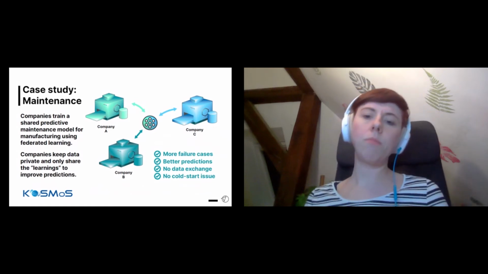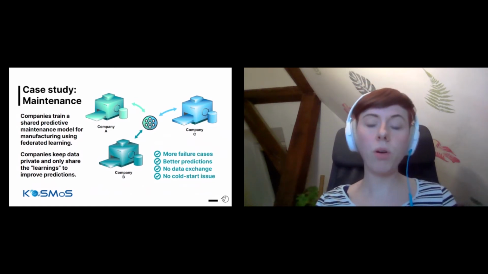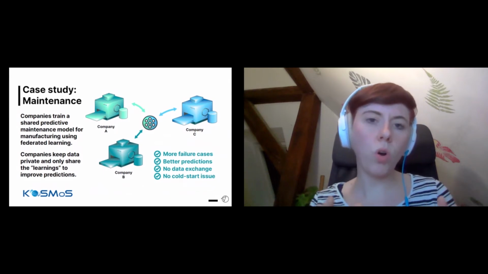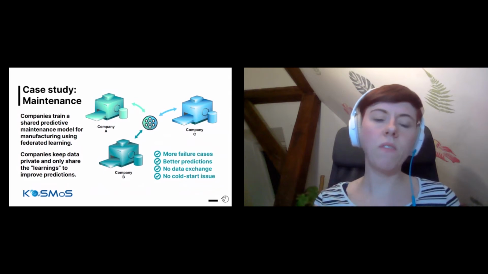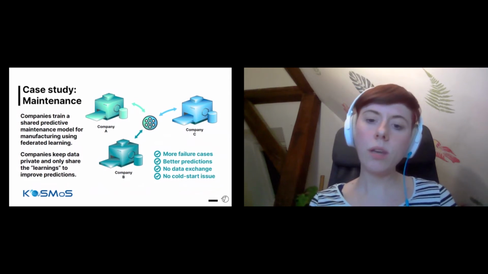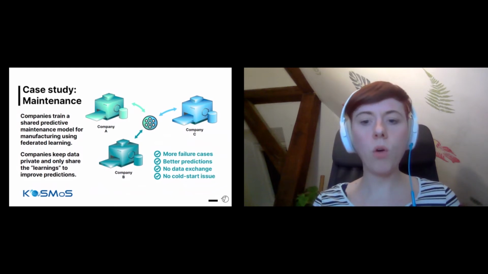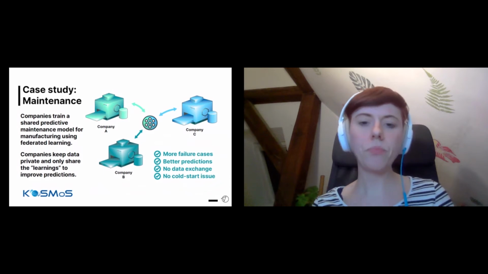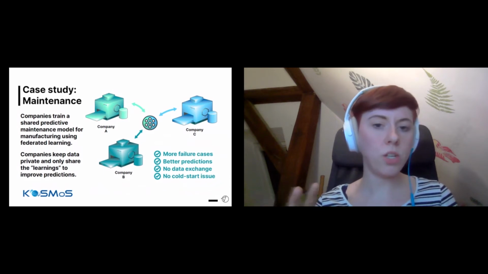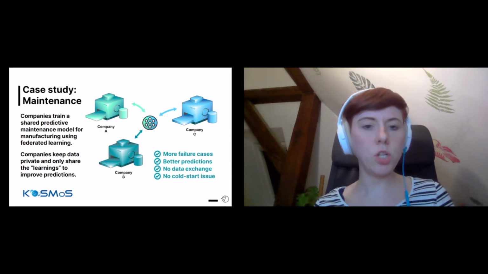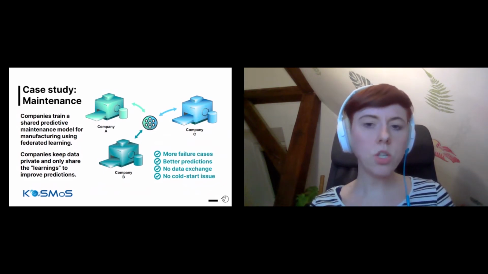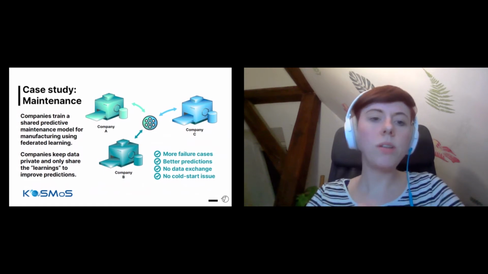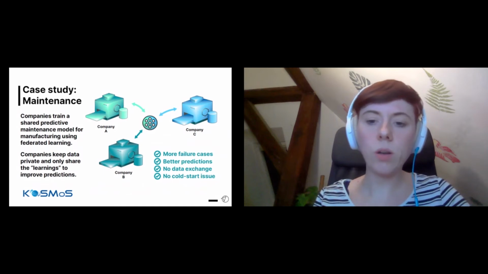However, since the failures you need for these kinds of models appear very rarely, it is not enough for only one company to get a very good AI model. So in order to increase the number of failure cases, you would connect the companies to each other and share the AI knowledge with each other. The data always stays on the machines, so you do not have any privacy issues, but you learn from other companies having similar failures. So this is a very good use case for federated learning.